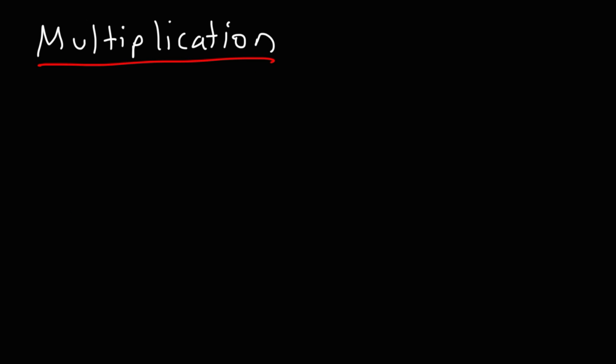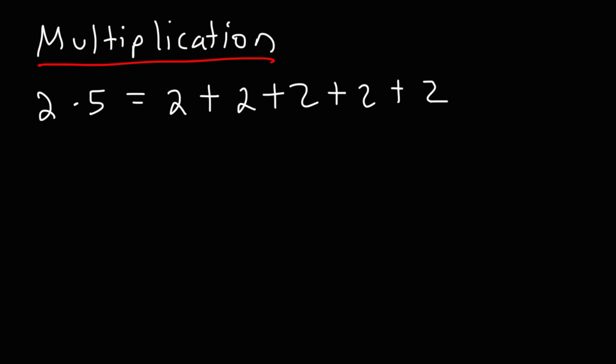Now, what about multiplication? What is multiplication? When you think of it, what comes to mind? So what does it mean to multiply 2 by 5? 2 times 5 is equivalent to adding 5 2's. So you could think of multiplication as repeat addition. If you add 2 5 times, you're going to get 10.